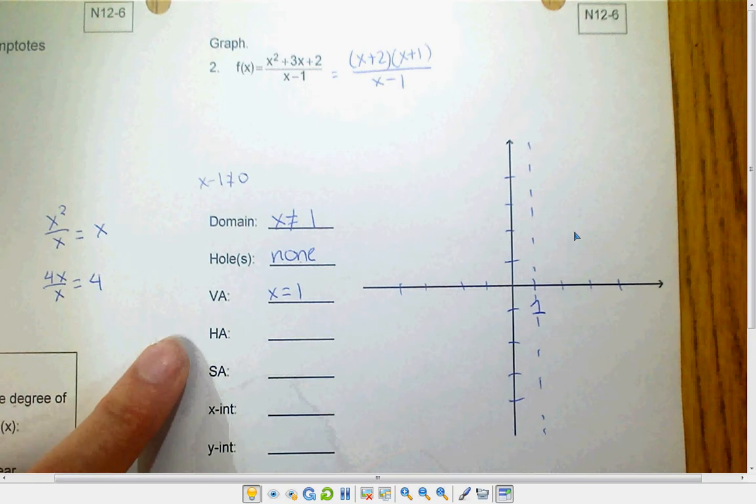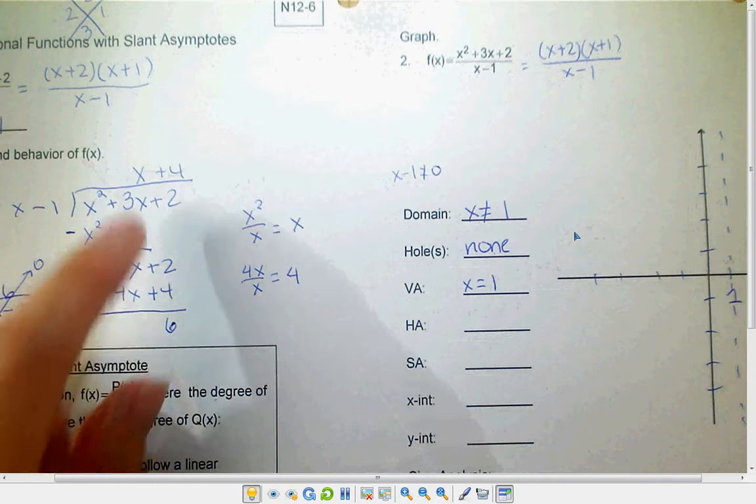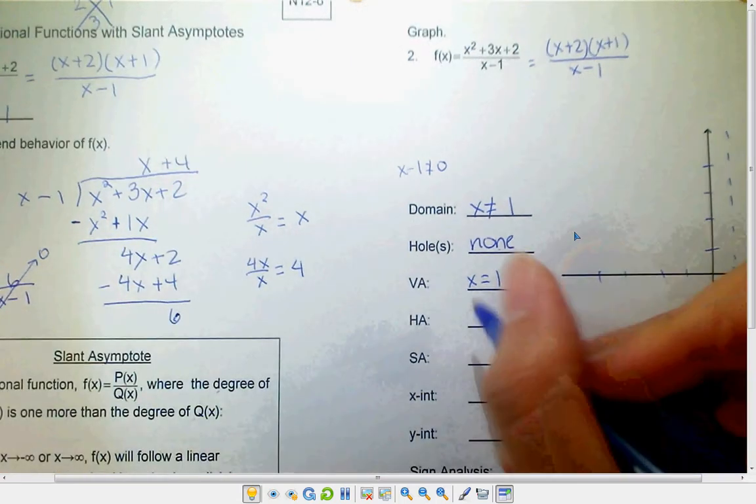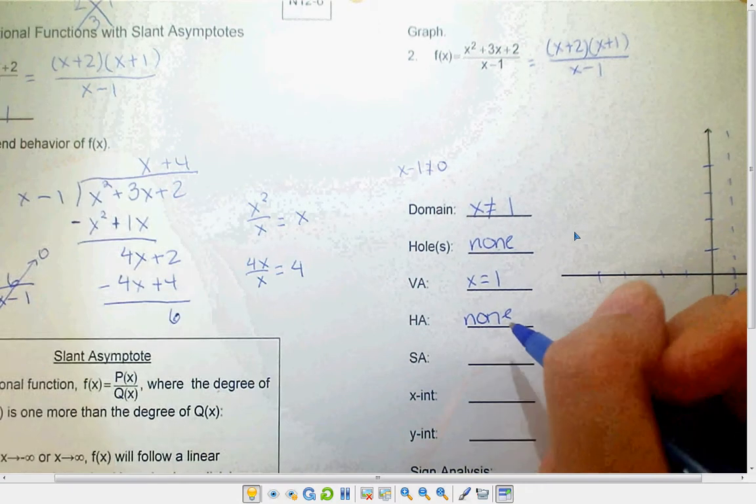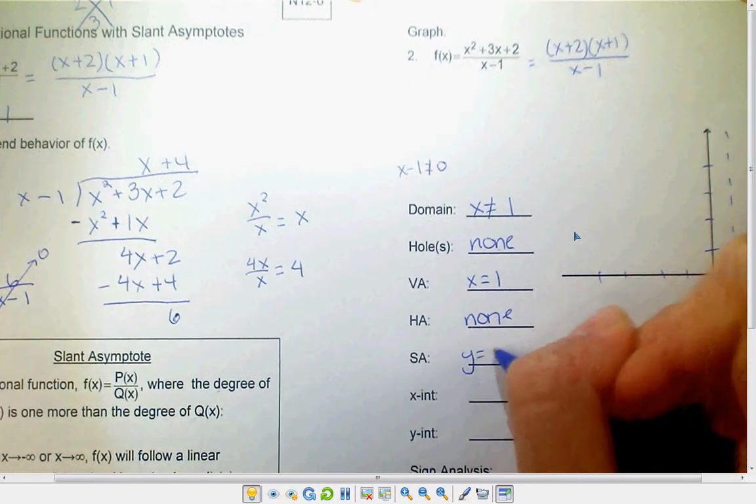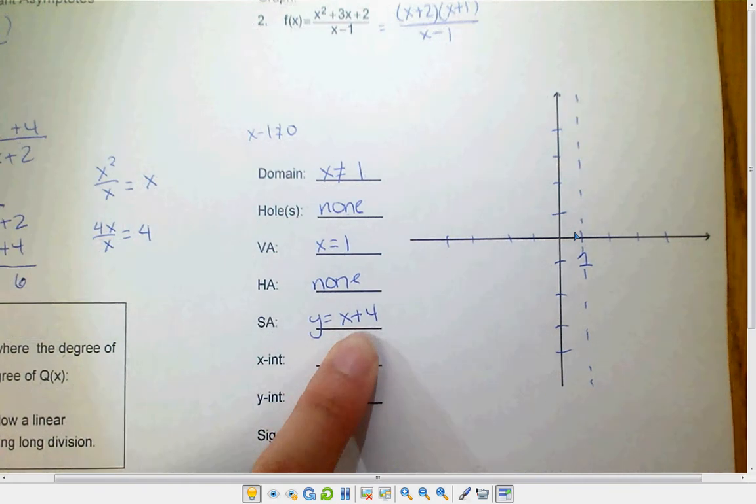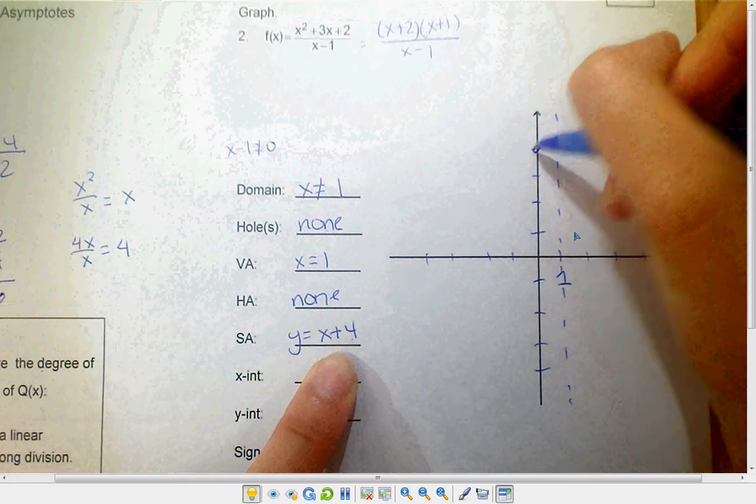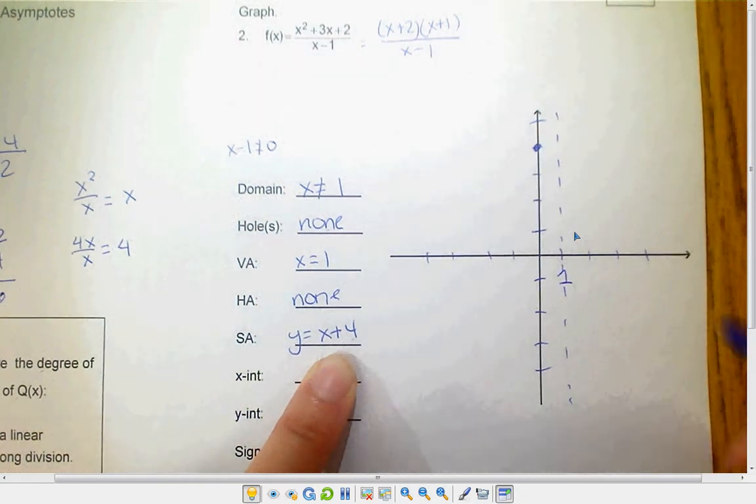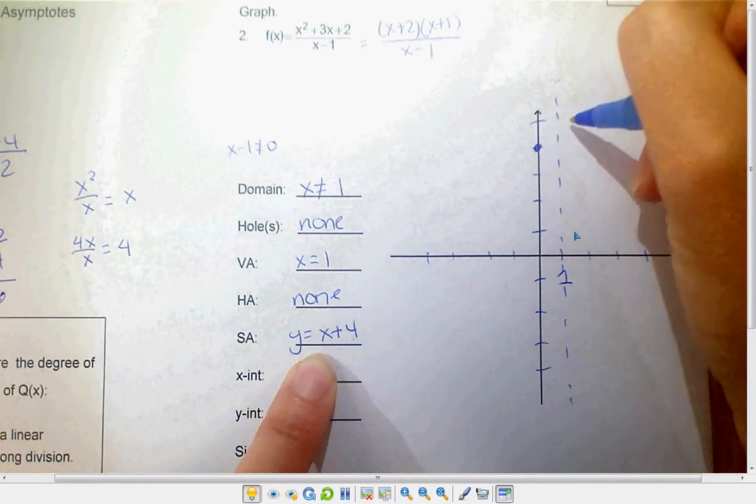For my horizontal asymptote, this is what we just did. When we did our long division, it gave us x plus 4. This tells me that there is no horizontal asymptote because it leaves me with an x in my answer, but my slant asymptote is y equals x plus 4. So y equals x plus 4, if I'm graphing this, 4 is my y-intercept, 1, 2, 3, 4. 4 is my y-intercept, and my slope is 1. It's really rise over run, which is 1 over 1.